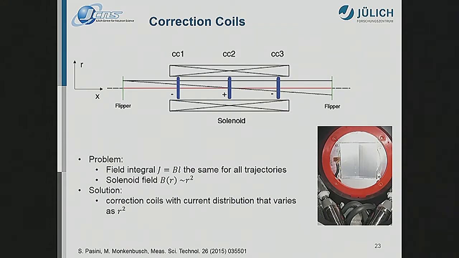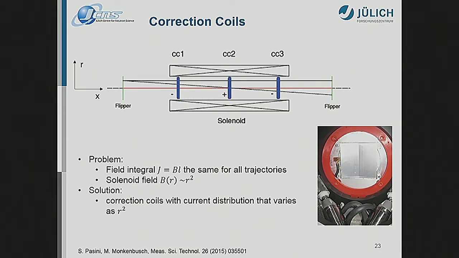Another complication: this is a cross-section of the main solenoid. That field integral is all nice and dandy if you follow the symmetry of the solenoid. But we know that the solenoid field, on a line perpendicular to its symmetry axis, varies roughly like R squared. So if you have a neutron that goes straight or at an angle, it will see a slightly different field integral, and then you will lose your echo, you will depolarize.